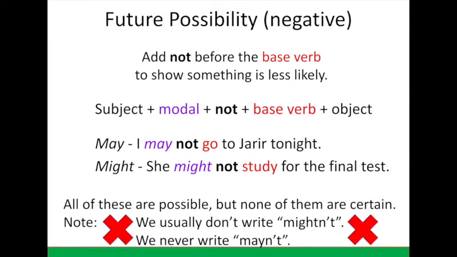To talk about something that you think is less likely or not possible in the future, we can make these statements negative by adding not before the base verb. In statements like, I may not go to Jareer tonight, or she might not study for the final test, we include not to decrease the likelihood that something is possible. Again, when we use modals, that means it's not certain, but when we add not, it's even less certain.